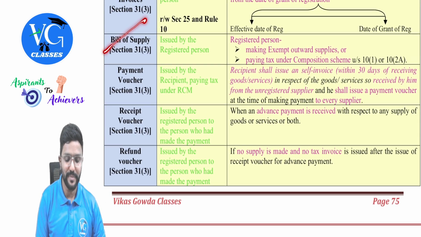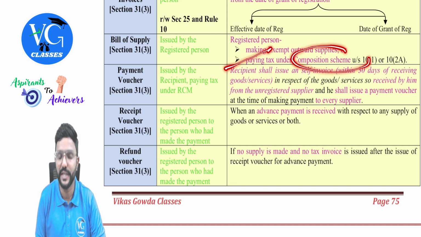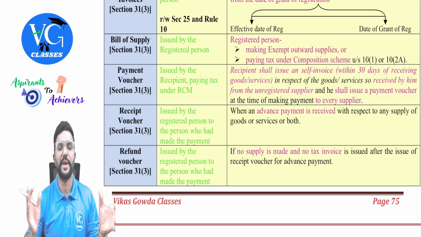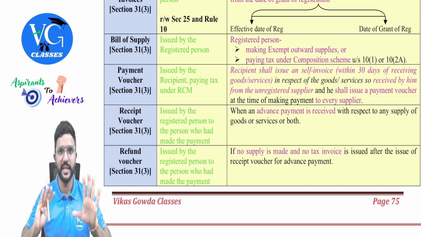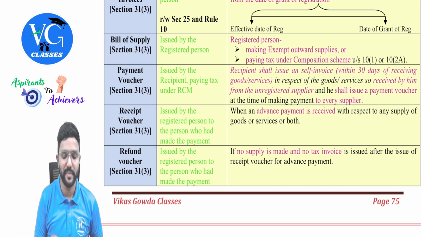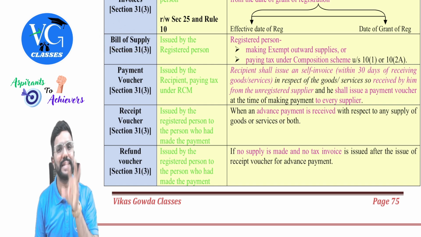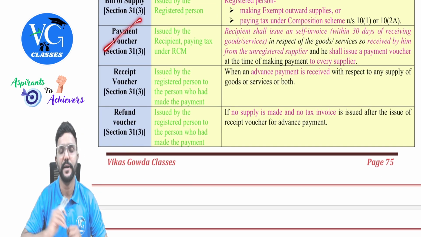Next, bill of supply is to be issued by the registered person who is making exempt outward supply, or the supplier who is registered under section 10, that is the composition scheme, whether 10.1 or 10.2a. So whoever is a composition supplier, or the person who is under section 9 but making exempt outward supply, has to issue a bill of supply to the recipients, guys, where the tax amount or tax component will not be mentioned. Next, payment voucher. This is important.